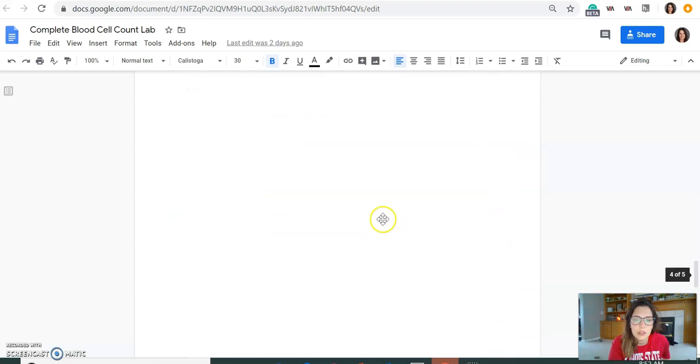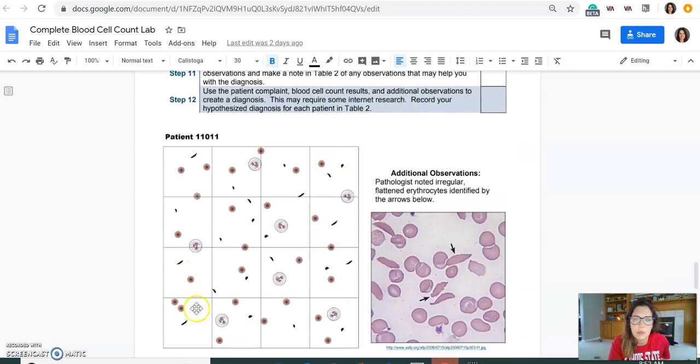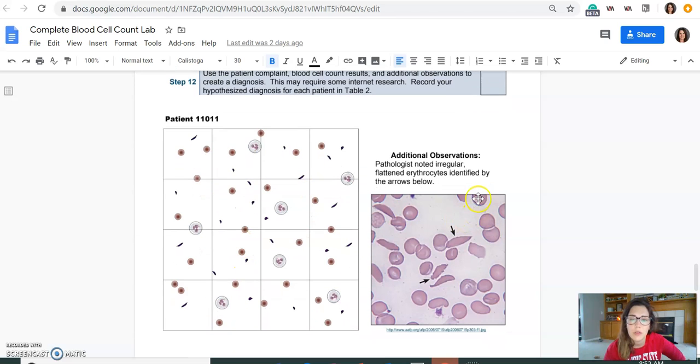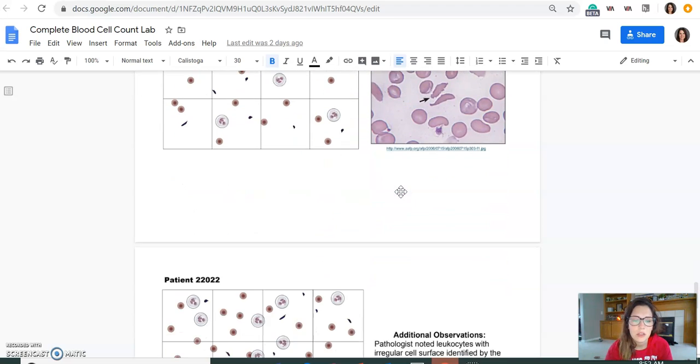The first patient, here is their blood smear. So you're going to count how many blood cells you see in the grid. These are red blood cells. These are the white blood cells. And then these little guys, those are the platelets. So count how many are in the grid. Also make note of the additional observations noted by the pathologist.